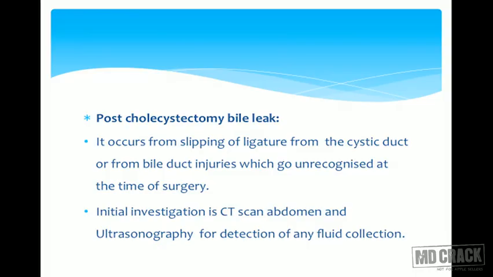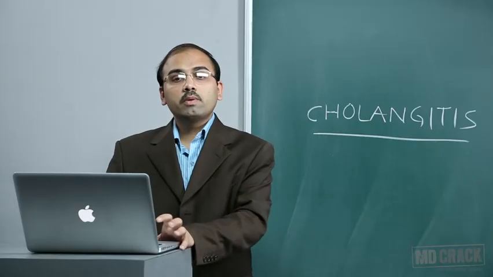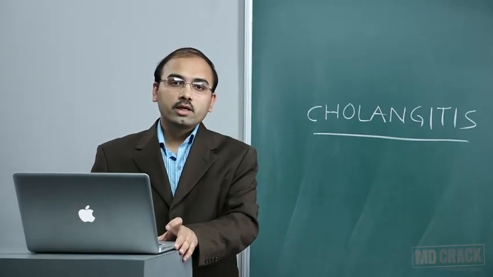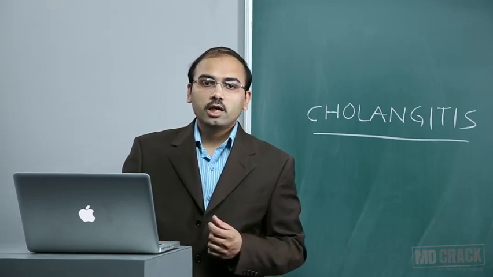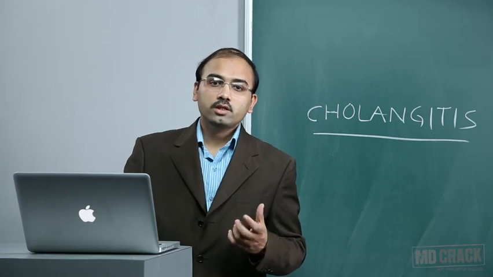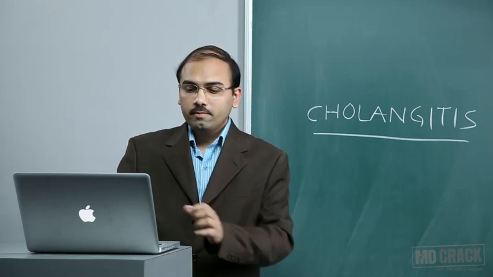Post-cholecystectomy bile duct leaks occur from slipping of the ligature from the cystic duct or from bile duct injuries which go unrecognized at the time of surgery. So there may be various abnormalities of bile duct formation which may not be recognized at the time of surgery, and the bile duct may be injured inadvertently.